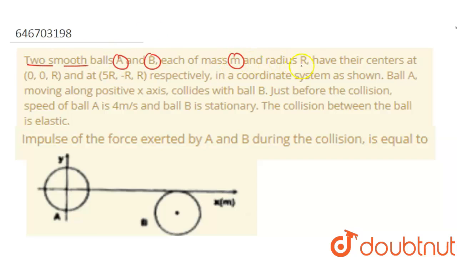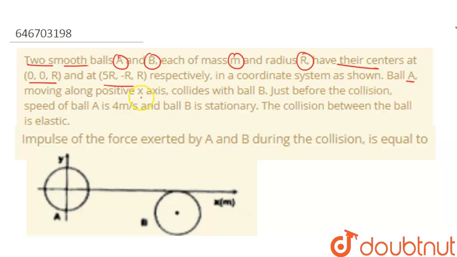Hello students, the question is: two smooth balls, A and B, each of mass m and radius r, have their centers at (0, 0, r) for A, and (5r, -5r, r) for B, respectively, in a coordinate system as shown.